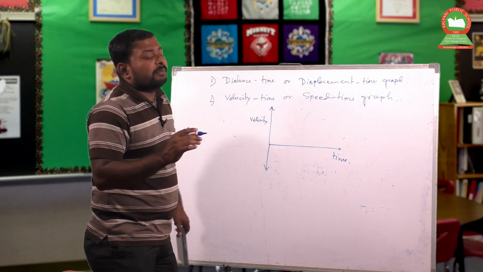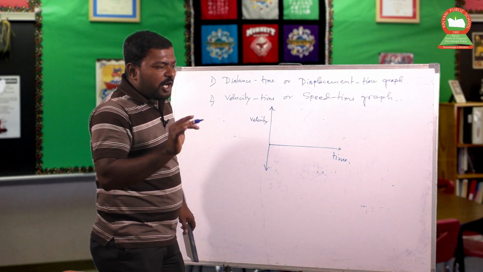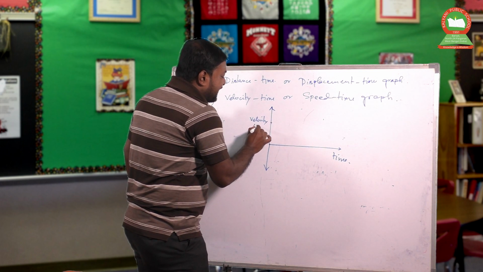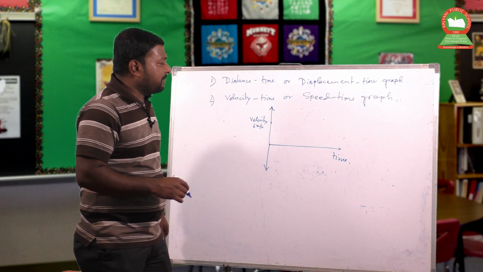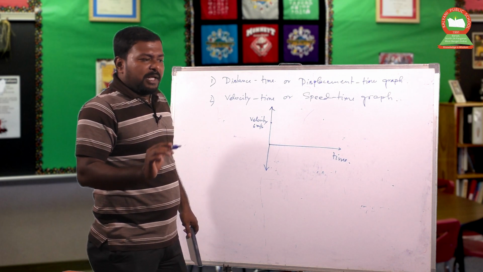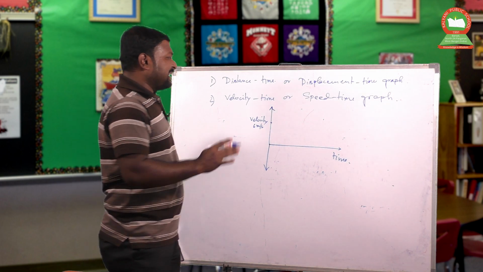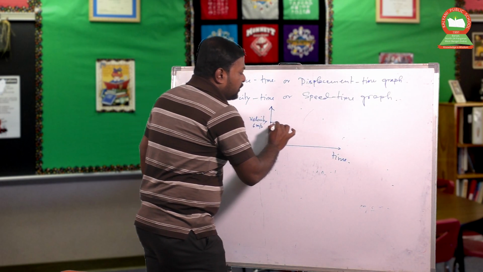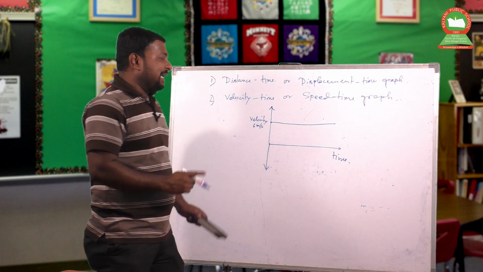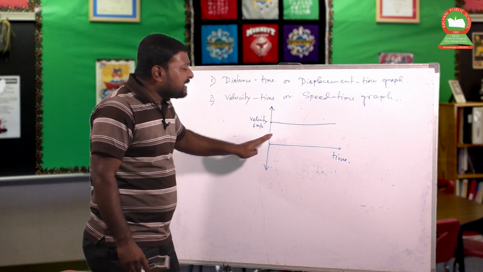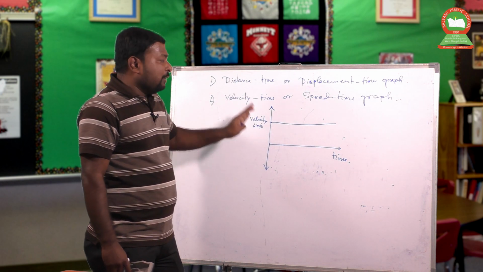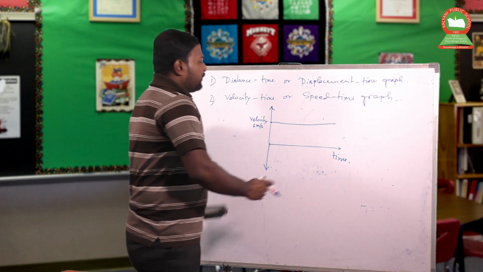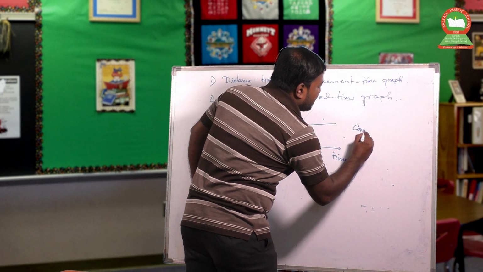Now, if the body's motion is in uniform velocity, that means a constant velocity, and the velocity is like 6 meter per second. Initially the body moves with 6 meter per second. Now after some time the body is also moving with 6 meter per second. That means the body will remain at 6 meter per second whatever the time is. So throughout the journey the body will remain at 6 meter per second. So this is the motion of a body which is moving with constant velocity. So this is the graph for constant velocity movement.